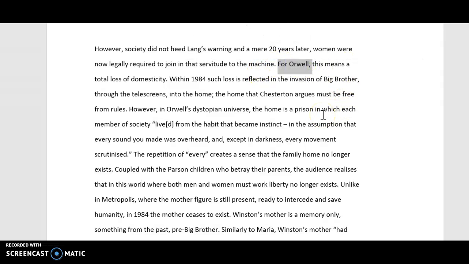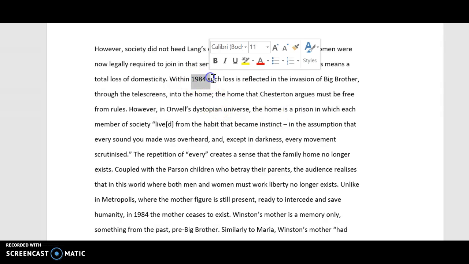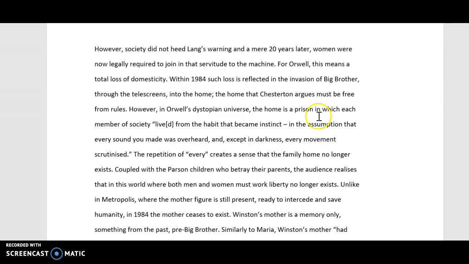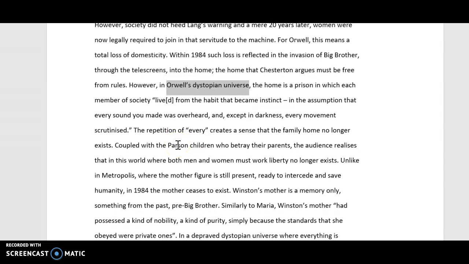"For Orwell, this means a total loss of domesticity within 1984," and now we've got the name of the text. "Such loss is reflected in the invasion of Big Brother through telescreens into the home that Chesterton argues must be free from rules." When I'm talking about Chesterton here, I used a statement by G.K. Chesterton as my motherhood statement for the introduction. So then I go, "however, in Orwell's dystopian universe, the home is a prison in which each member of society lived from the habit that became instinct," and I go on.